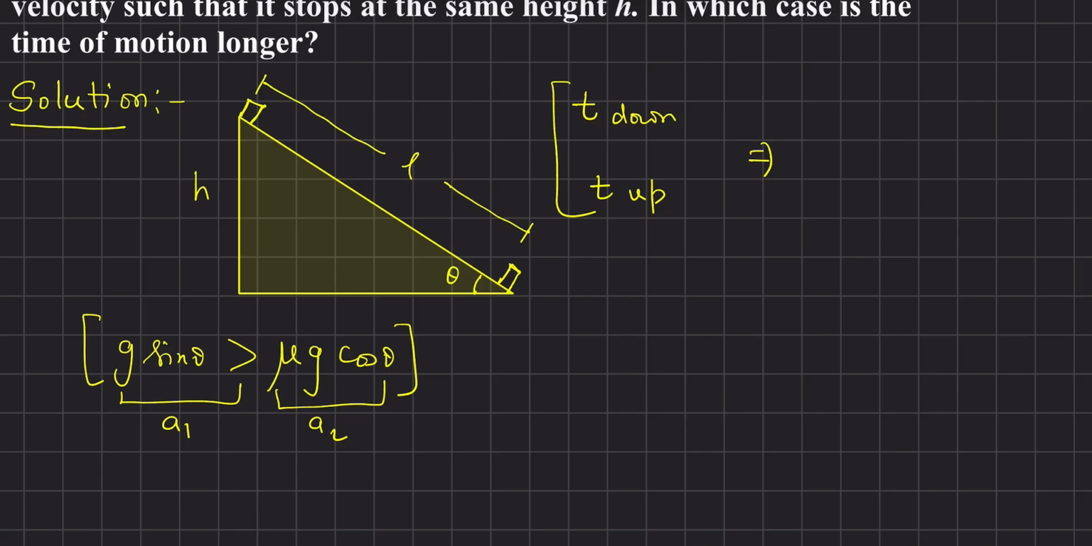So we can say simply that a net in the down direction, or we will call it a down, is simply a1 minus a2. That is going to be the magnitude in this case.